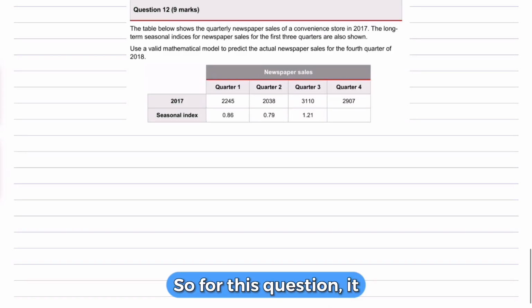So for this question, it says the table below shows the quarterly newspaper sales of a convenience store in 2017. The long-term seasonal indices for newspaper sales for the first 3 quarters are also shown. Use a valid mathematical model to predict the actual newspaper sales for the fourth quarter of 2018.